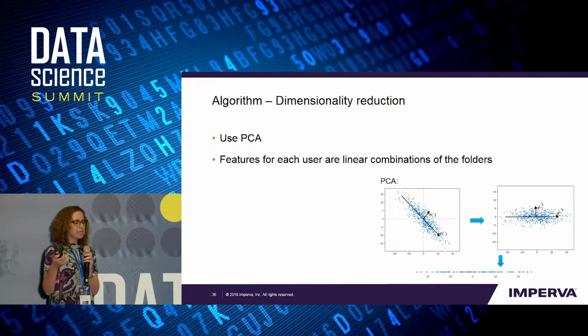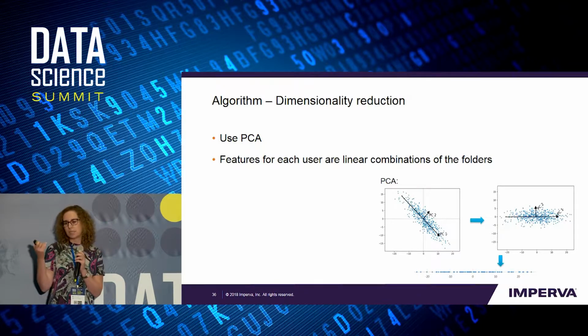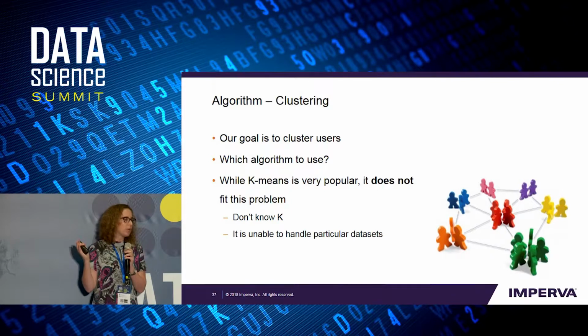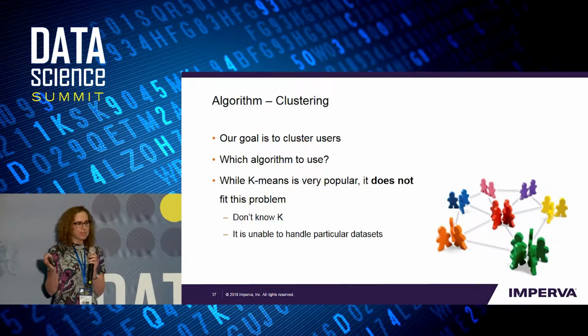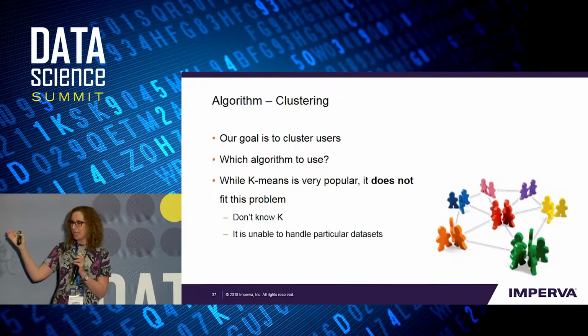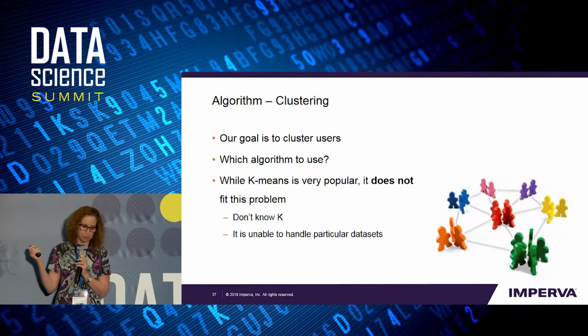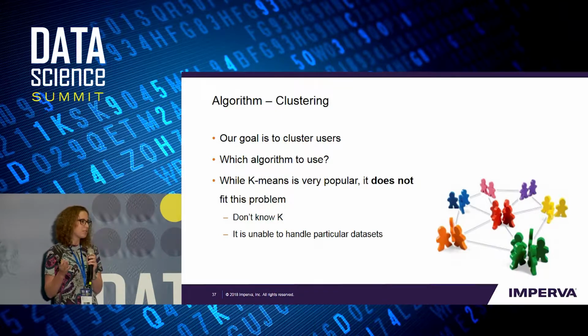And after the PCA process, we're left with features for each user. The features for each user are linear combinations of the folders that the user accessed. So now we clean the data, we reduce the dimensionality of the data, and finally we are ready for the clustering of the users to different peer groups. At this point, we ask ourselves which clustering algorithm to use.